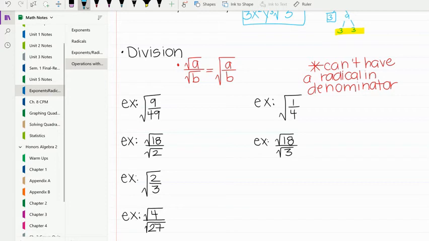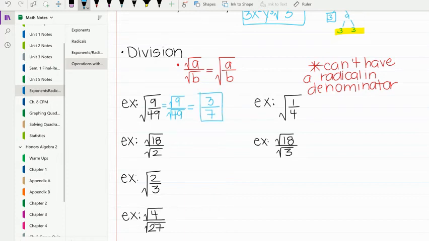So the first thing that you should do when you have these is ask yourself, well, can I do 9 divided by 49? Absolutely not. So then you want to separate them, right? Think of this as root 9 over root 49. Well, what is the square root of 9? It's 3. What's the square root of 49? It's 7. So then we would be done.